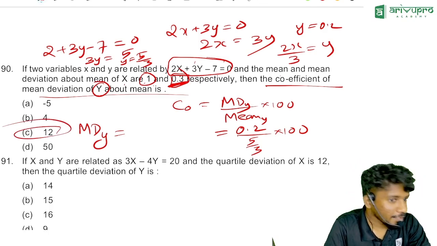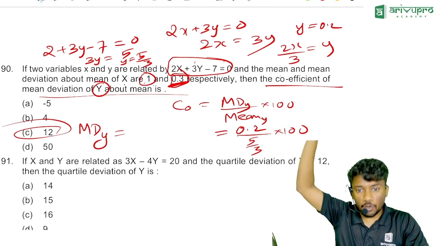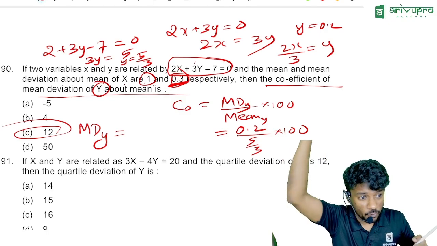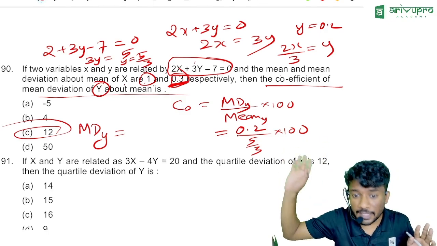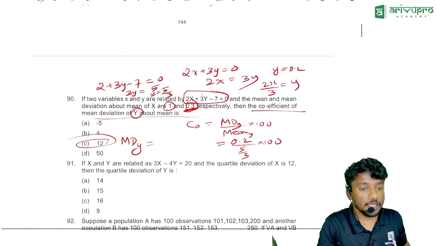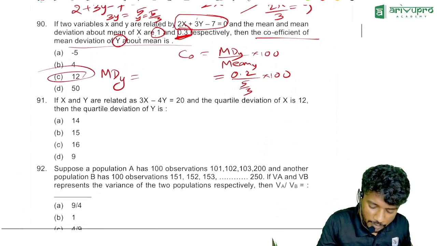Always think that the mean will be affected by origin, so we need to consider the constant term. While we are finding variance or something else, we don't need to consider this constant term 7. Okay. Now find the next one. Good question.